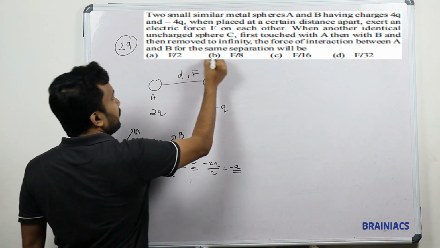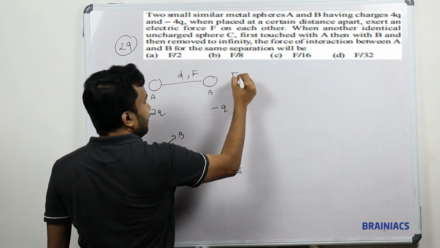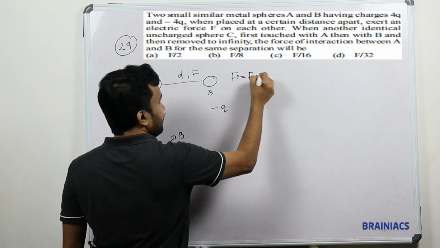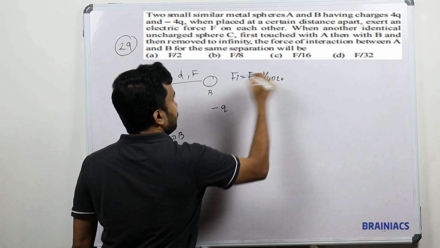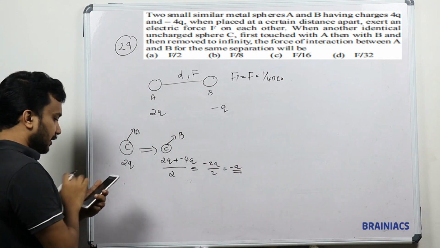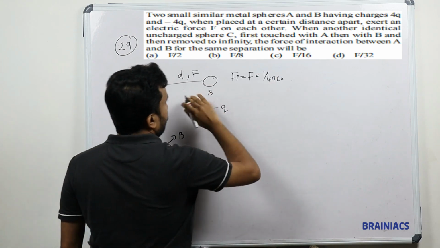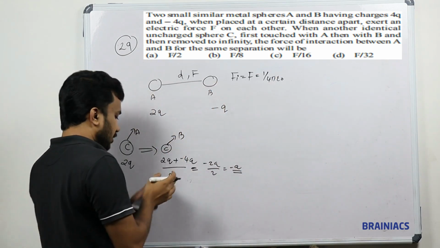So initially, what is the force? F initial is how much? F is given in the question: F = 1 by 4 pi epsilon 0, Q1 Q2 by d square. So Q1 charge is how much is given?